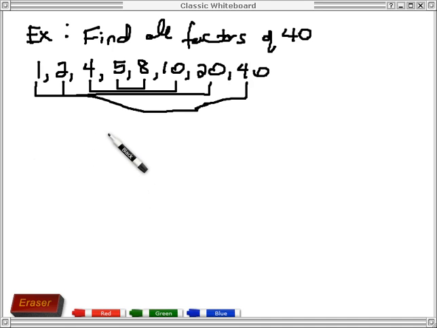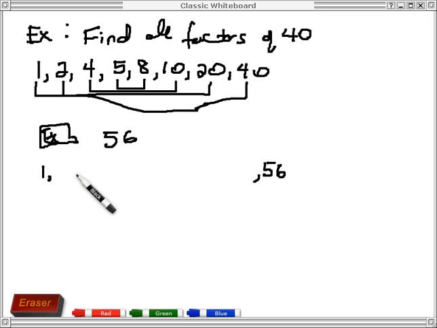So we can do another example with 56. We want to find all the factors of 56. So give that a shot using this trick. Alright, well, we'll start at the beginning of the integers. Does 1 go into 56? Sure, it does. It goes in 56 times, so we're going to have 1, and then we're going to have 56 over here. Does 2 go into 56? Sure, 56 is an even number, so I'm going to get 2, and I'm going to get 28. 56 divided by 2 is going to be 28.